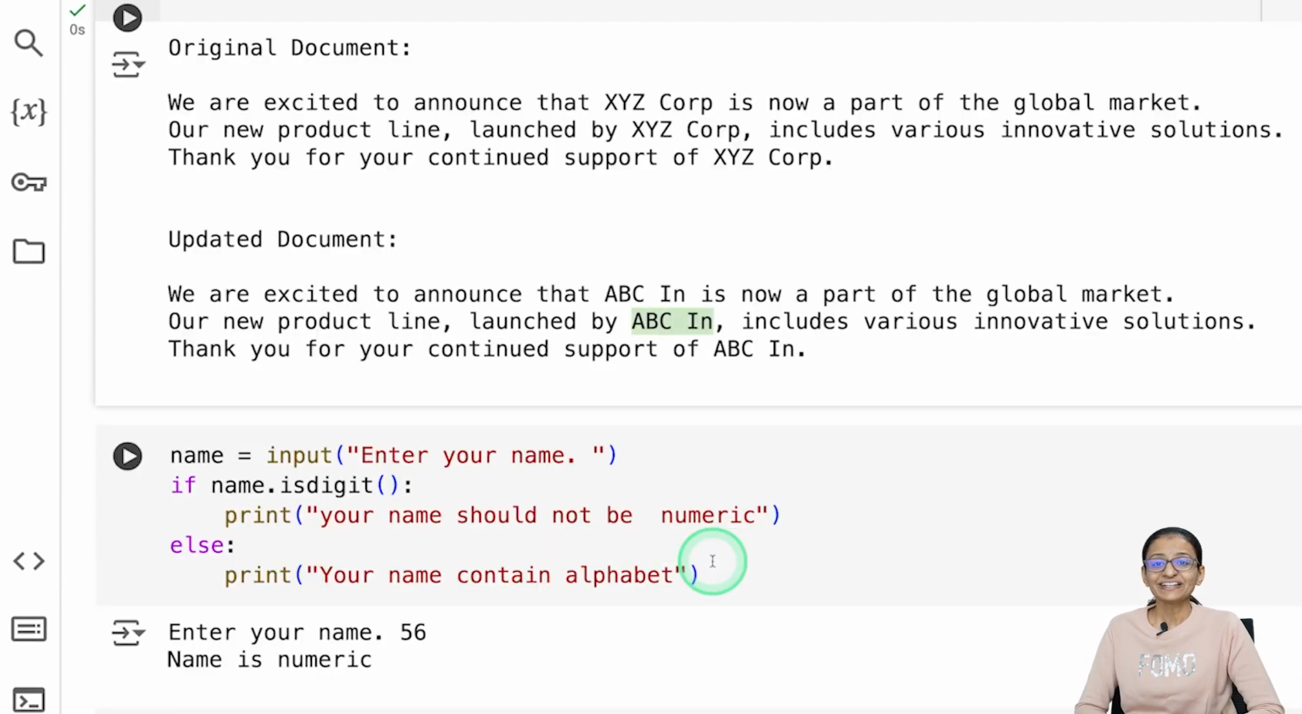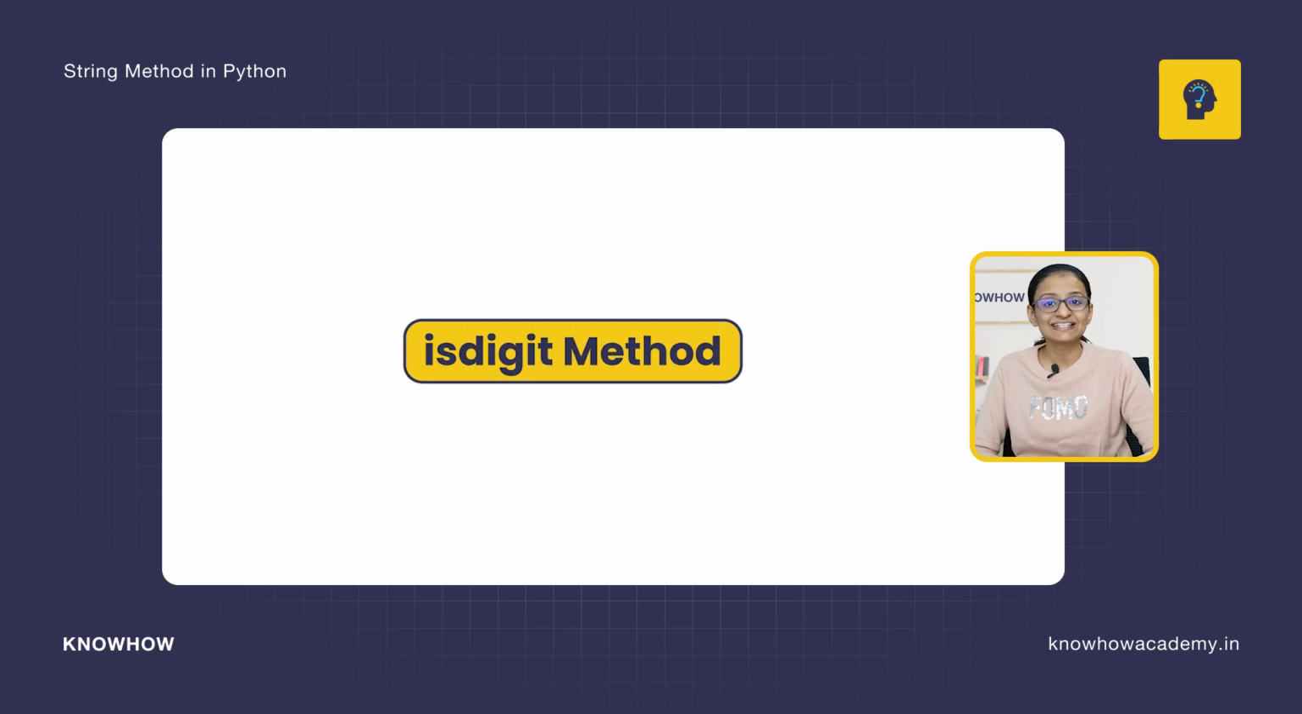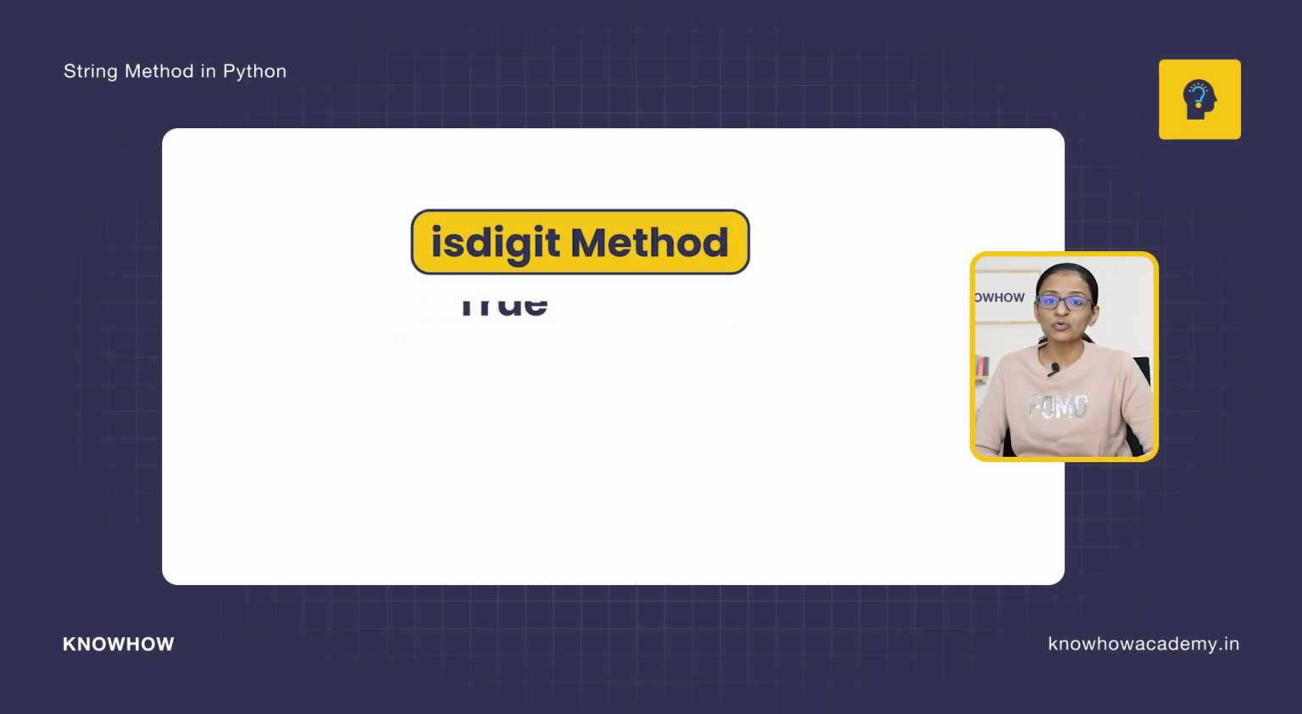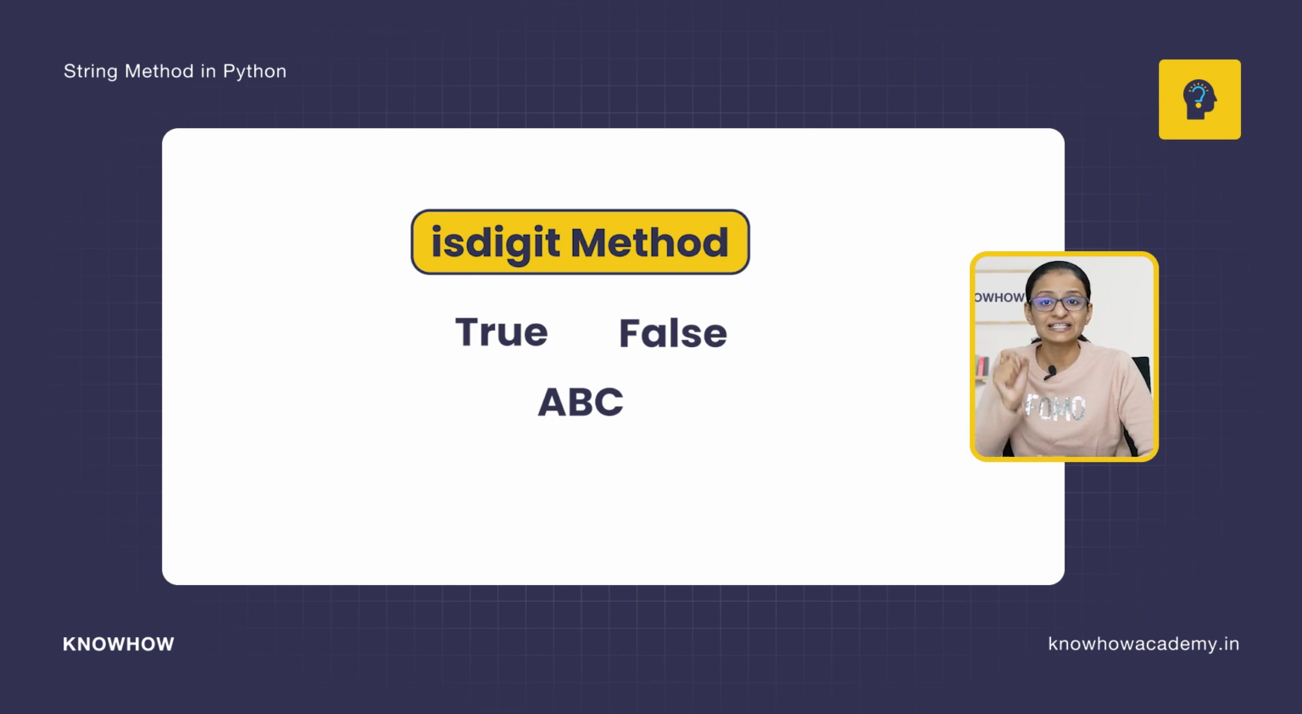The next method you will learn is called the isdigit method. Basically, the isdigit method will return true or false based on whatever data you have provided. Let's say I am writing ABC in one string variable, and I want to check whether the str1 variable contains any digit or not. Here you can see that in this string there is no digit, so the isdigit method will return false.